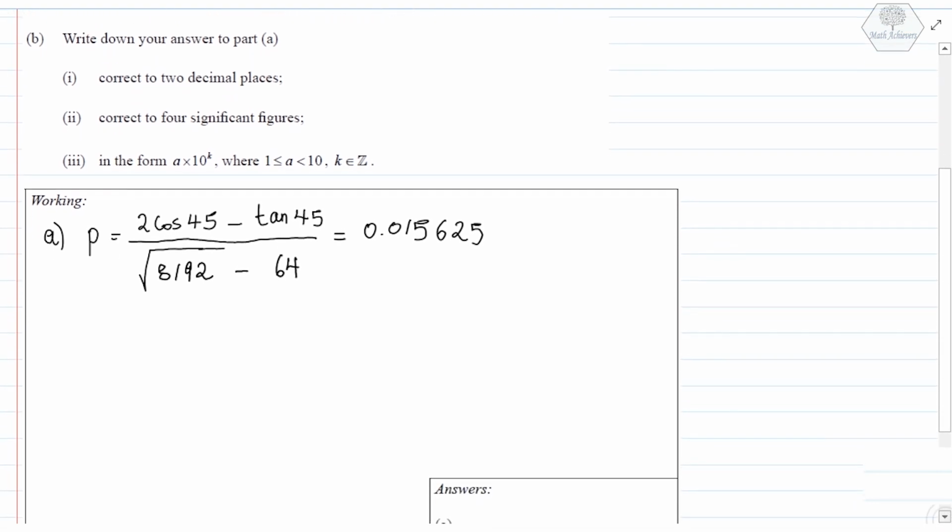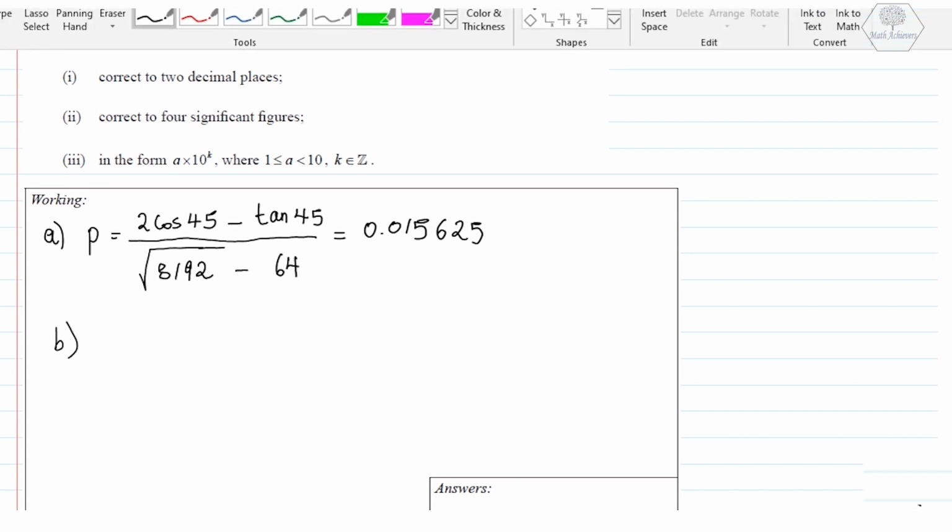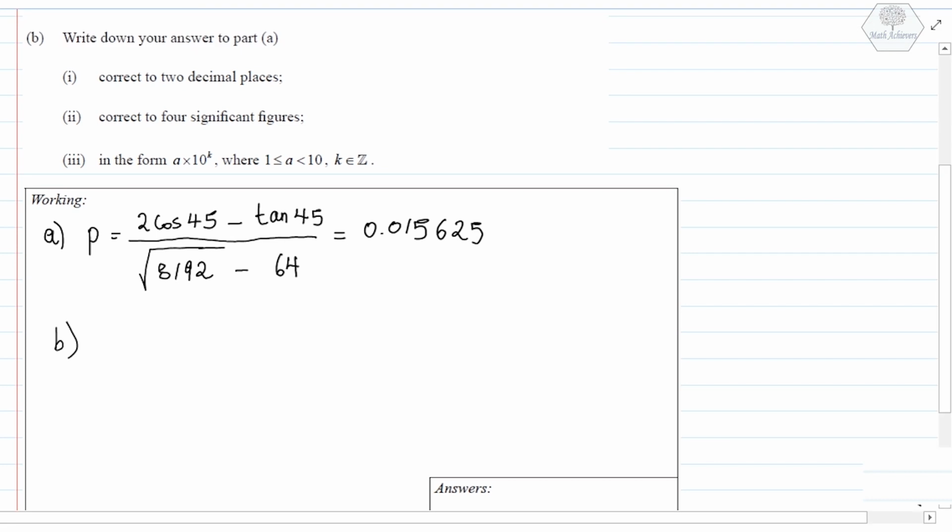And part B wants us to write our answer in part A correct to 2 decimal places. So 2 decimal places, I have to count 2 digits after the decimal point, which is 1. So the 5 gives the 1. So correct to 2 decimal places, my value is 0.02. This is part I.